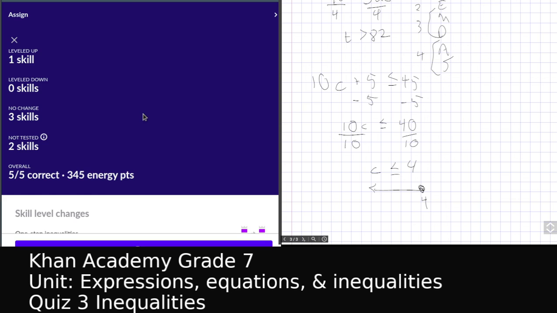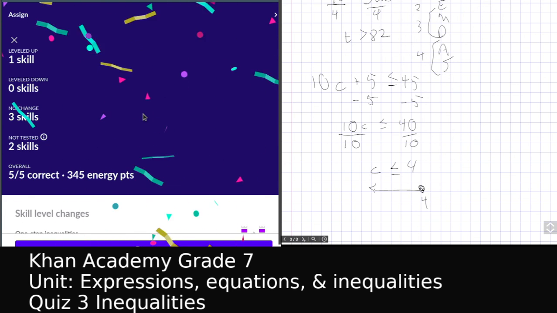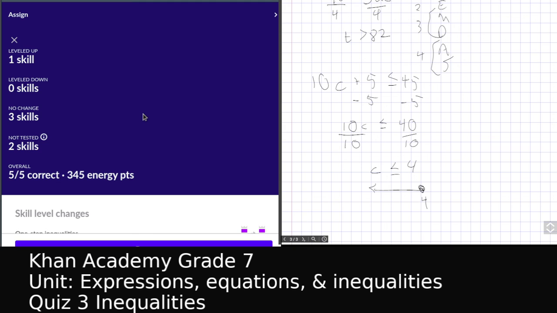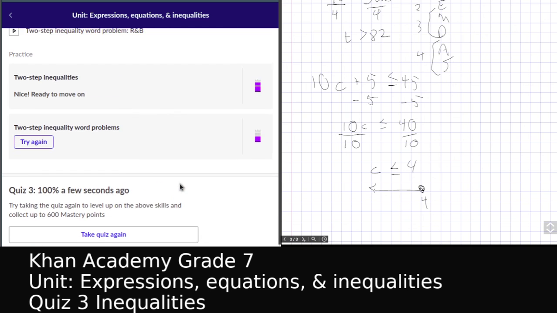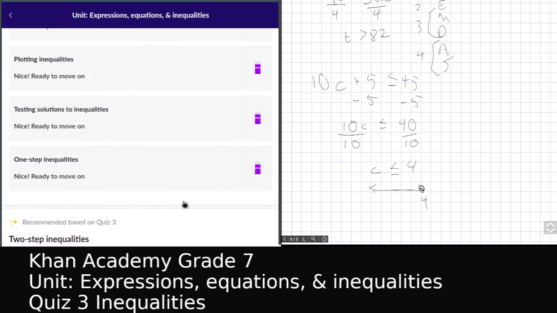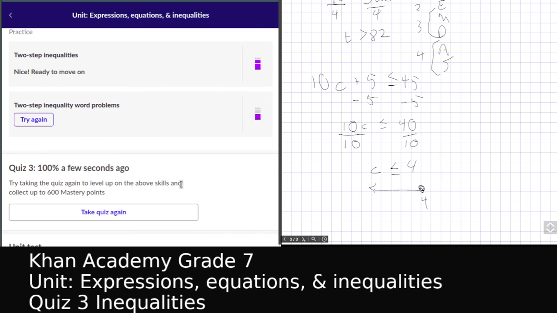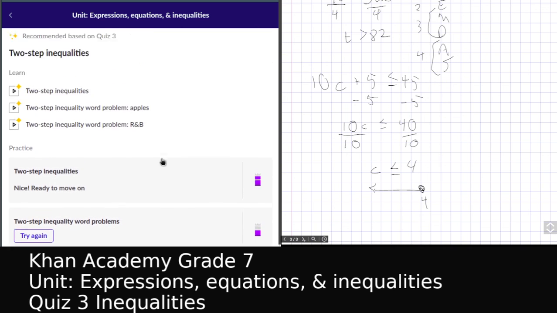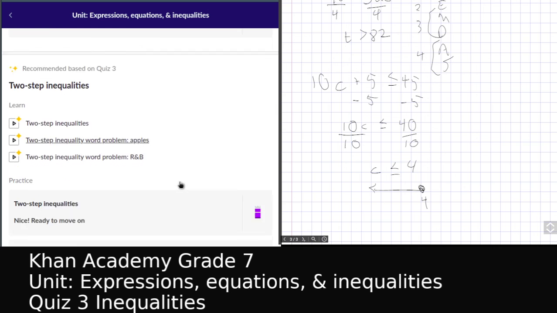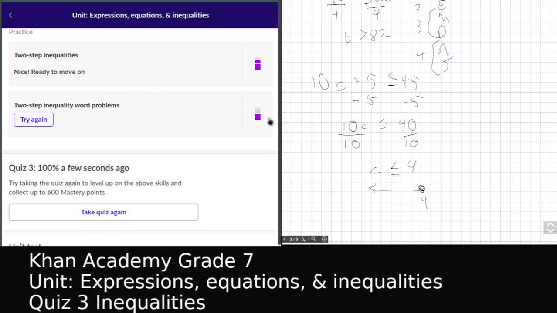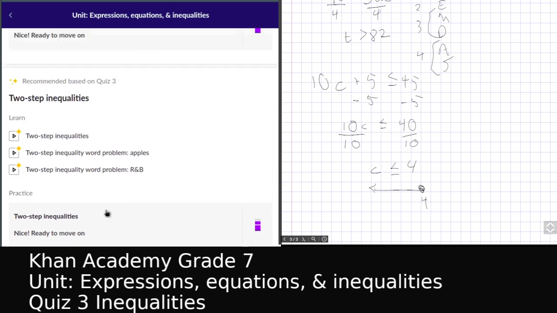I hope this helped you work through this quiz. But again, if you're not sure what to do, then basically what you need to do is go back and do all the sets that are between the last quiz, quiz 2, and quiz 3, and practice all those things until you get them. So this one here says 2-step inequality word problems. I don't know why that's half for me, but you know, I should go back and practice that and then come back and do the quiz again.